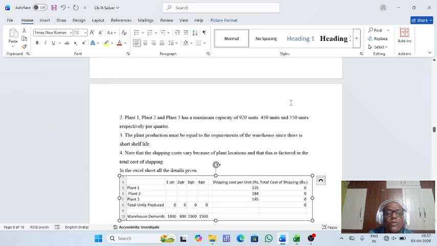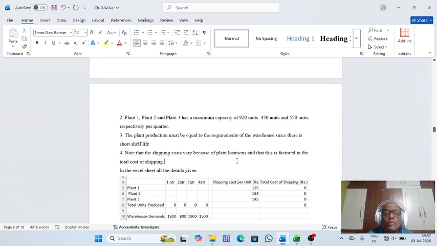Note that the shipping cost varies because of plant locations, and this is factored into the total shipping cost. Obviously, the shipping cost per unit is 125, 184, 145. That means plant 2 is much more distant from the main location, or from the warehouse. That's why the shipping cost is more, 184. The nearest one is plant 1.